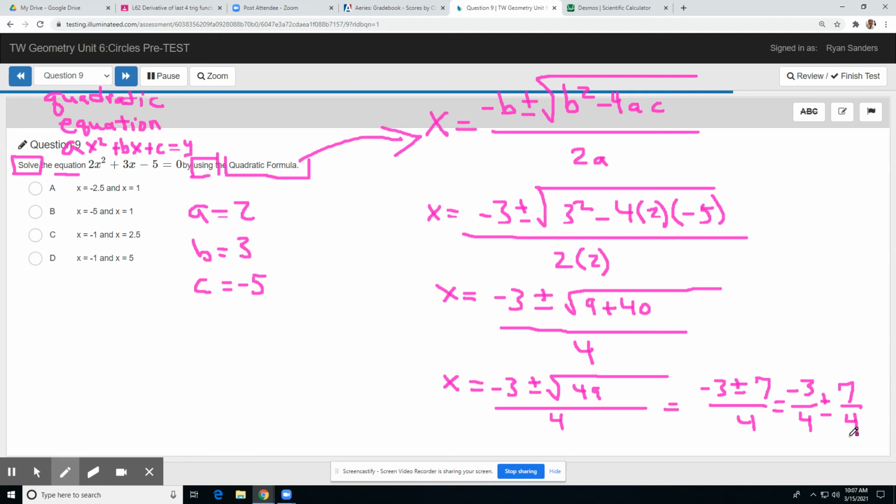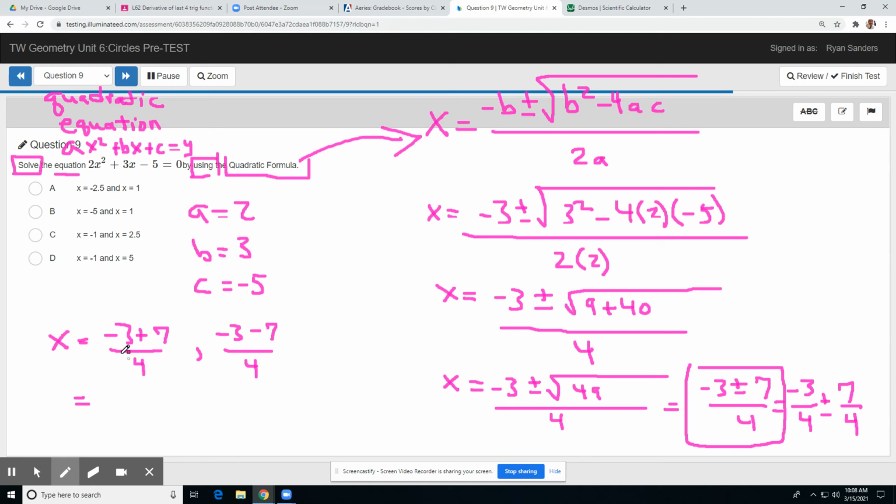Common denominator. All right. So, let's see. I don't know if that's going to make it any easier or harder. So I think I'm going to go ahead and wait on that one. Let's use this one here, because 4 doesn't go into the 3 very well. So I'm going to get x equals negative 3 plus 7 over 4 and negative 3 minus 7 over 4. That plus or minus makes 2 answers.